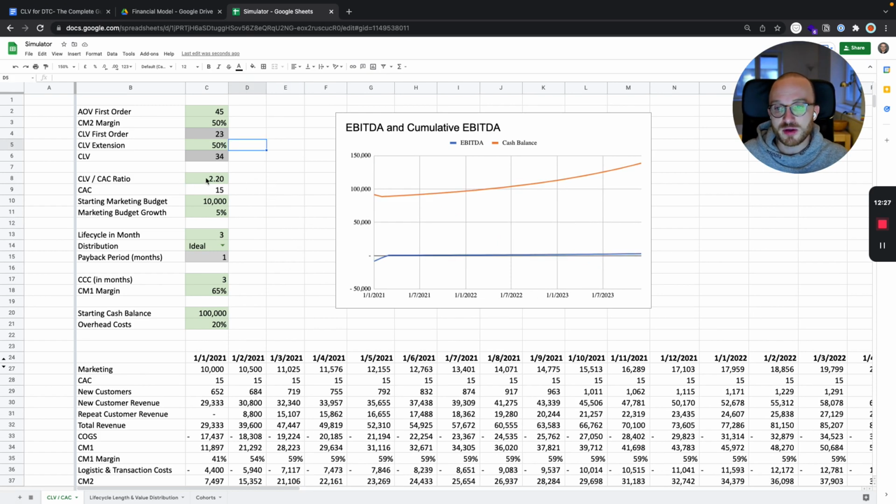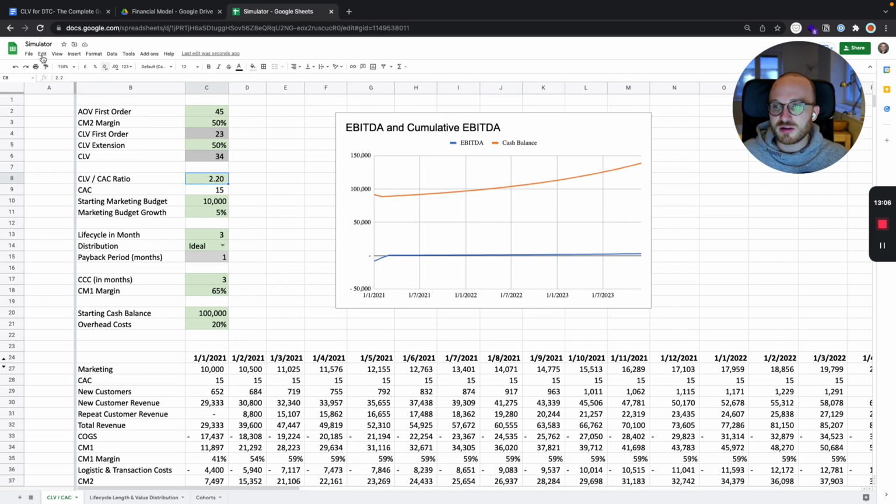Now compare that to a business that has a CLV to CAC ratio that is a lot lower. So, instead of 3, I'm at 2.2 now, but I did shorten my CLV extension from 200 to 50% and my life cycle from 24 months to 3 months. And even though, on a CLV to CAC ratio basis, I am a lot less profitable, I actually do have a profitable business that I can operate and grow.